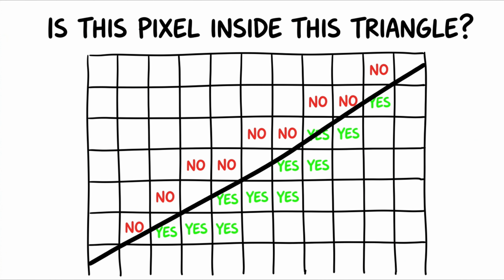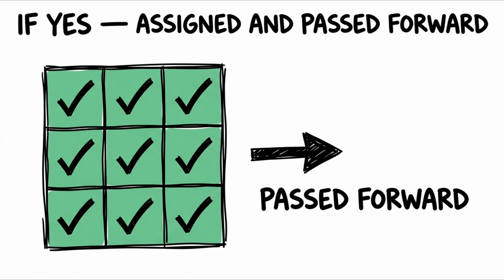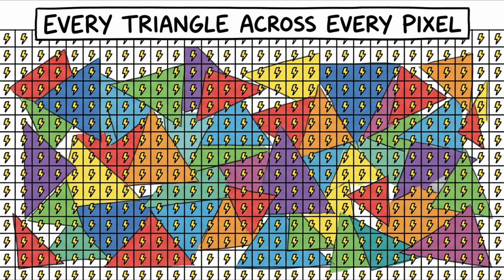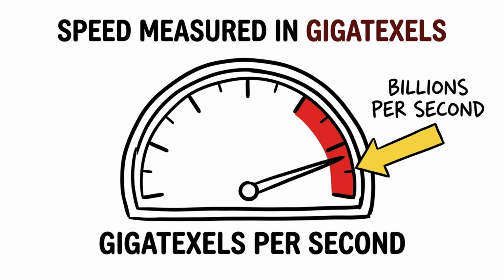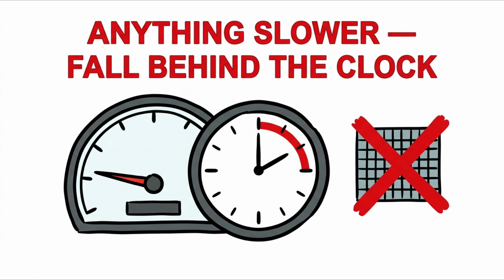The rasterizer looks at each triangle and asks, for every pixel on screen, is this pixel inside this triangle? If yes, that pixel is assigned to that triangle and passed forward. This happens for every triangle across every pixel. The speed of this process is measured in gigatexels per second, billions of texture samples handled every second, because anything slower and you fall behind the clock.